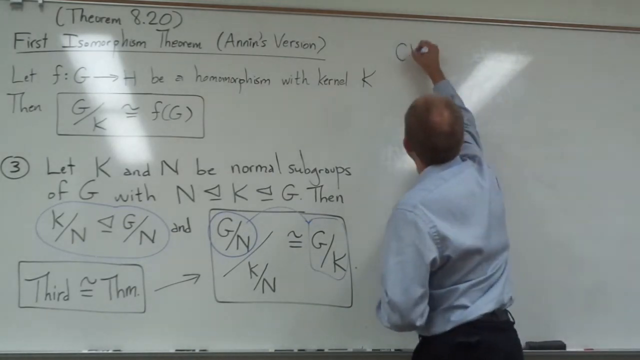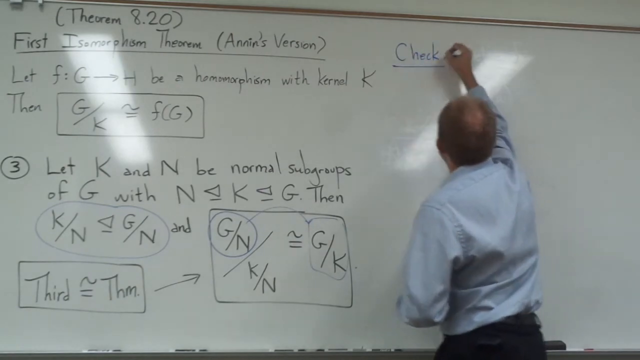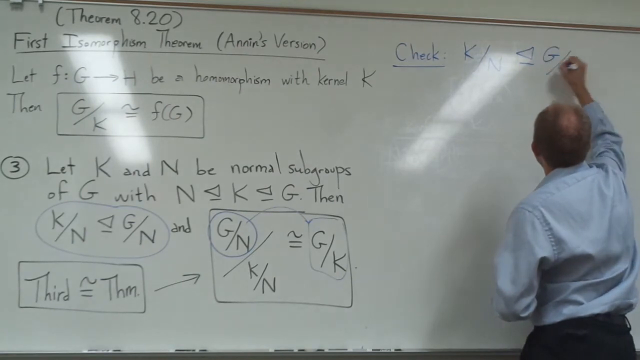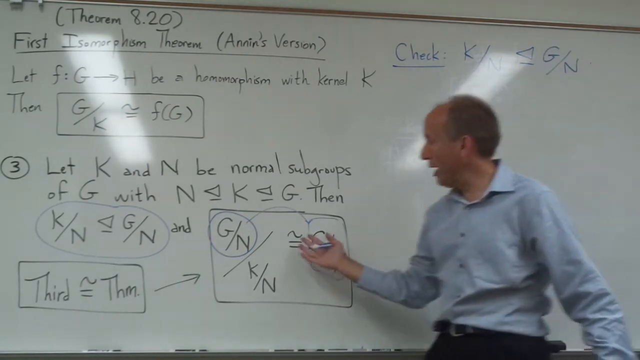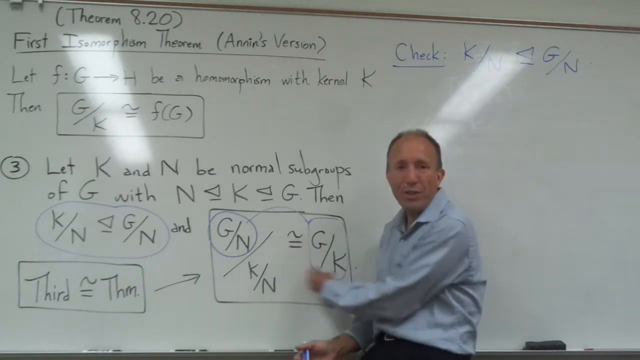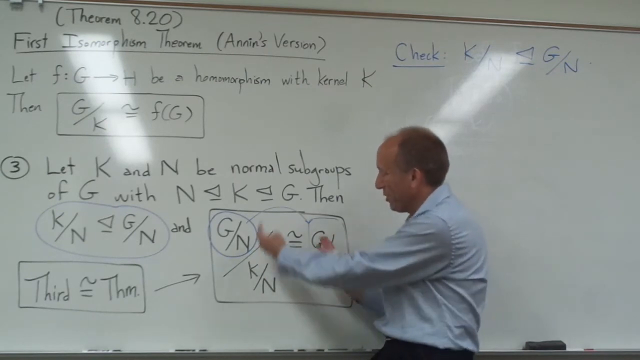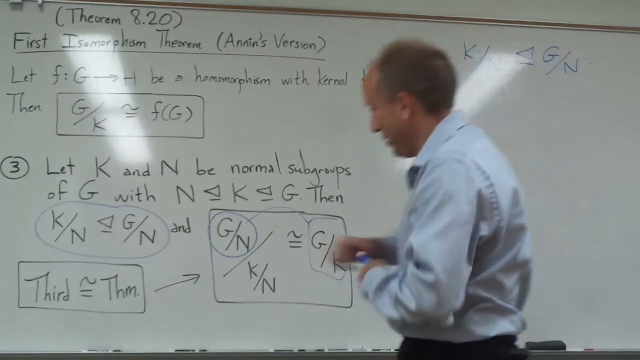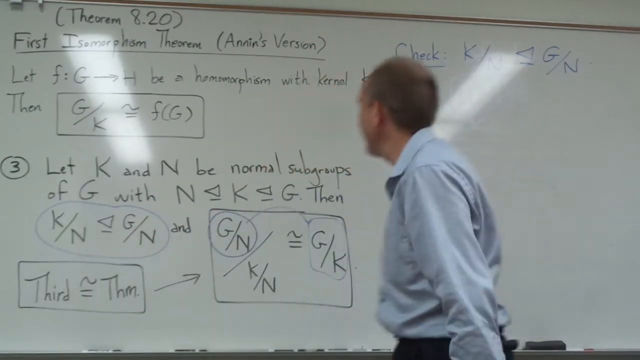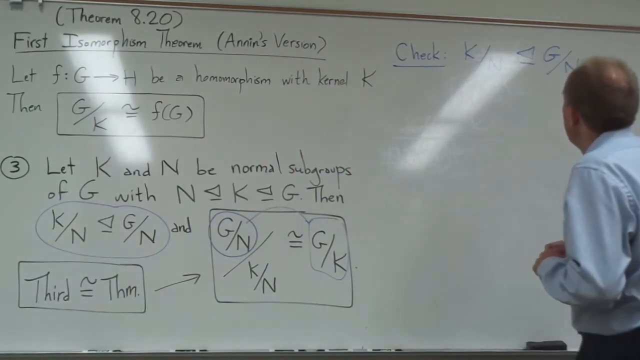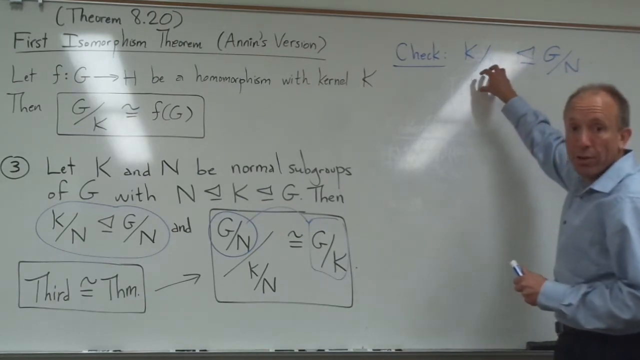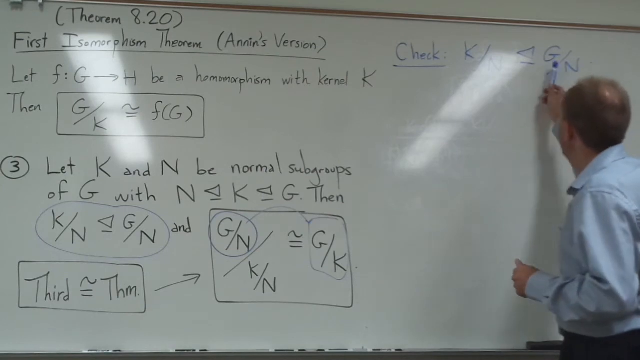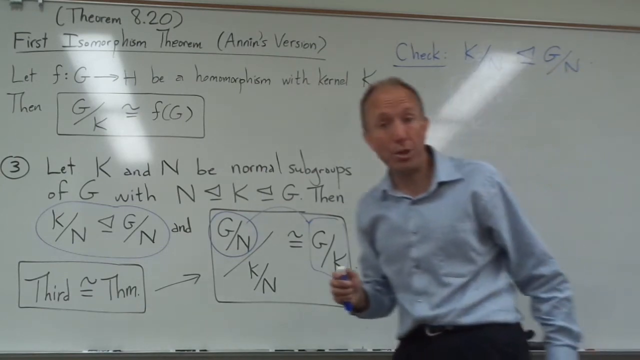So just a really quick check here that K mod N is actually a normal subgroup of G mod N. You get so carried away by the coolness of this isomorphism, where you're basically canceling the Ns, that you forget that you really have to check this first. I should have probably done that. So you have to check that you have a subgroup and that you have closure under conjugation.